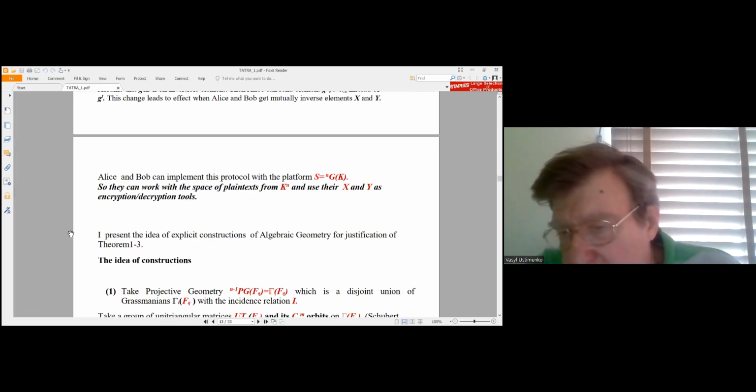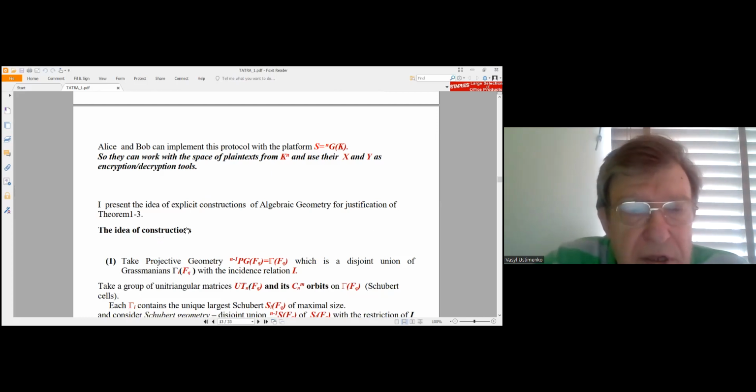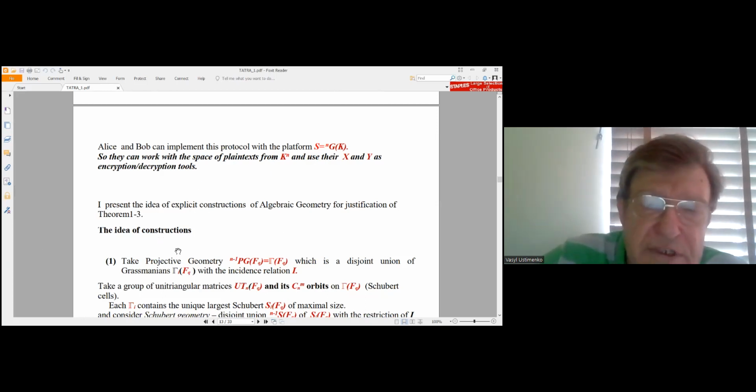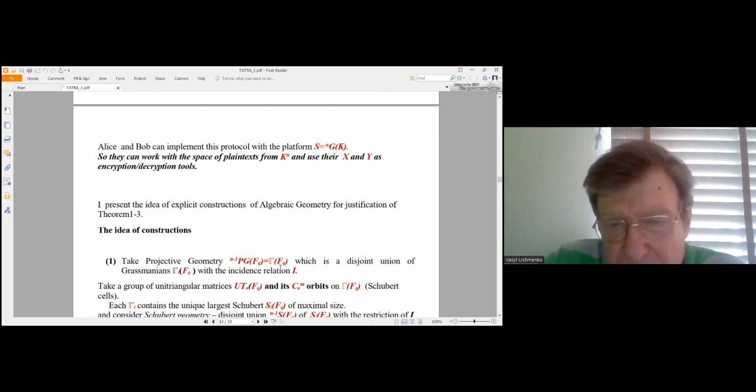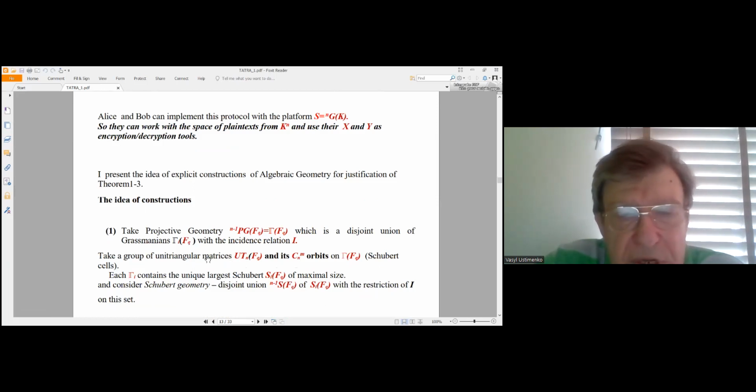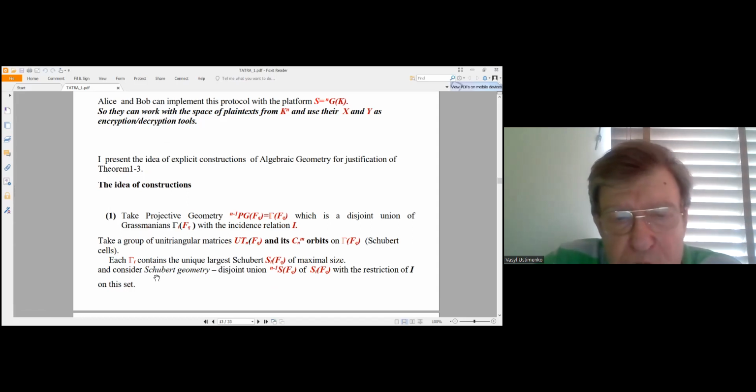And maybe last, I have just some moments for the idea of the construction of these groups and how algebraic geometry is used. The following scheme is used. We are taking projective geometry over a finite field. So it's the union of Grassmannians with incidence relation I. After that we are taking the unitriangular matrices group, and we have binomial coefficients and m orbits on this set, so-called Schubert cells. Each Schubert cell is a vector space. We are considering the Schubert geometry, the disjoint union of the largest Schubert cells. For each Grassmannian, there is a unique large Schubert cell.